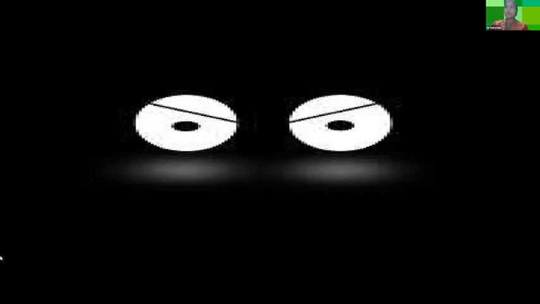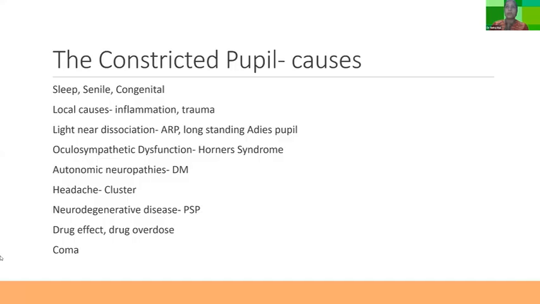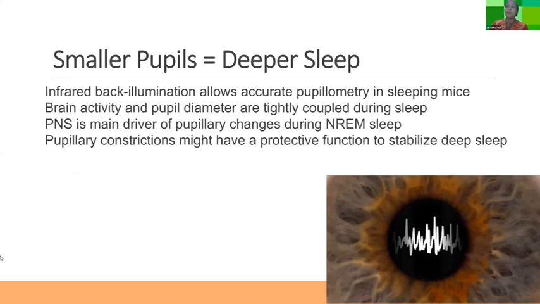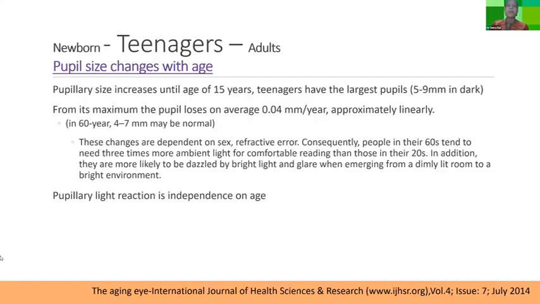Coming to my topic, which was constricted pupil. I'll sum up the causes of constricted pupil in the following table. First, we'll see the sleep, senile, and congenital causes. The deeper the sleep, the smaller the pupils. It is difficult to observe the pupil even with pupillometry during sleep, and some experiments are done. This is a research topic.